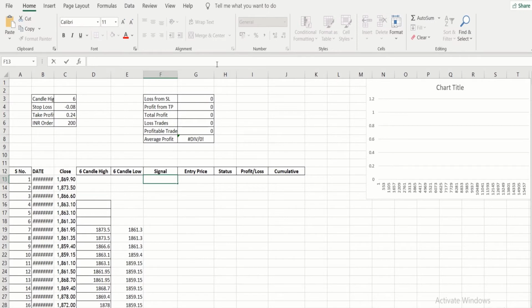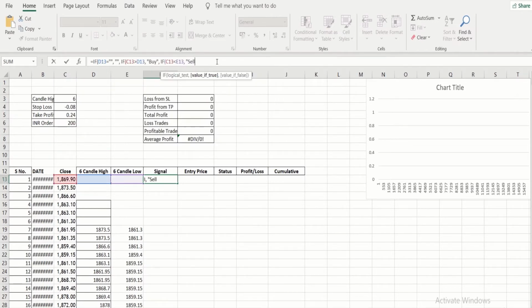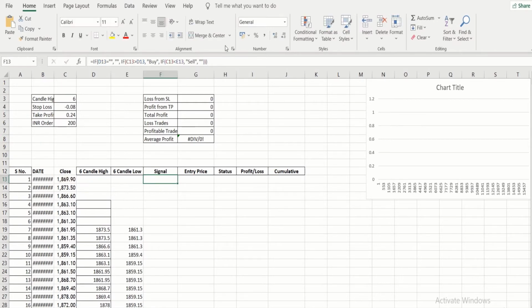Now see at the formula bar, we are calculating the trading signals. If cell D13 entry is empty, then skip F13, and give a buy signal for Bajaj Finance if C13 is higher than D13. Otherwise, if C13 is lower than E13, then give a sell signal for Bajaj Finance.